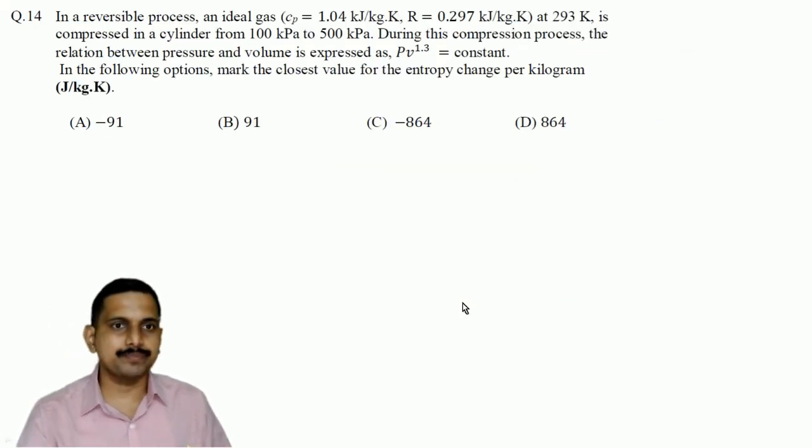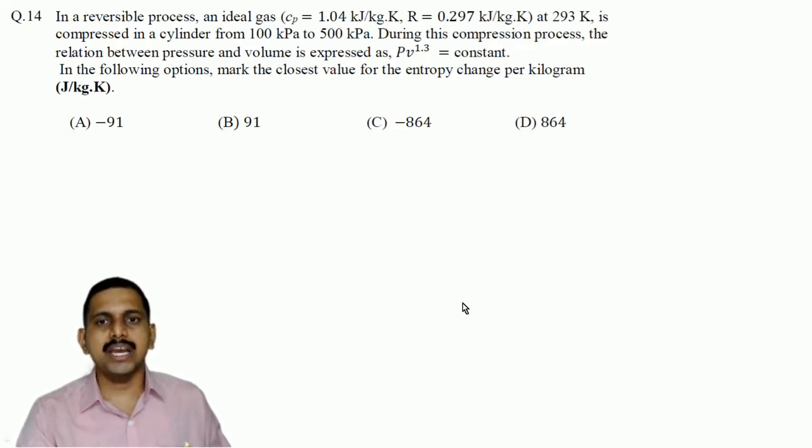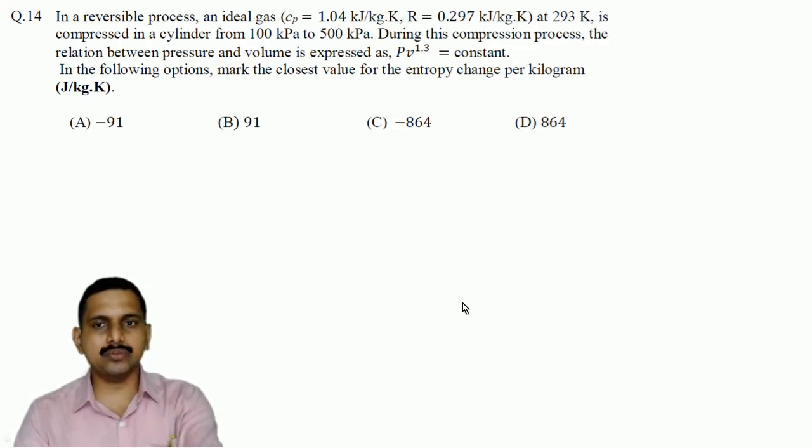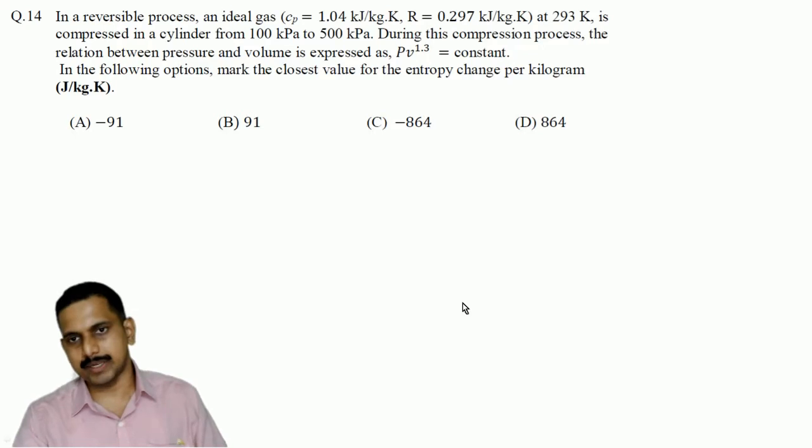Fine. Next one. In a reversible process, an ideal gas with Cp equal to 1.04 kilojoules per kg Kelvin and R equal to 0.297 kilojoules per kg Kelvin at 293 Kelvin is compressed in a cylinder from 100 kilopascal to 500 kilopascal. During this compression process, the relation between pressure and volume is expressed as PV raised to 1.3 is equal to constant. In the following options, mark the closest value of entropy change per kilogram in joules per kg Kelvin. Let us see that.